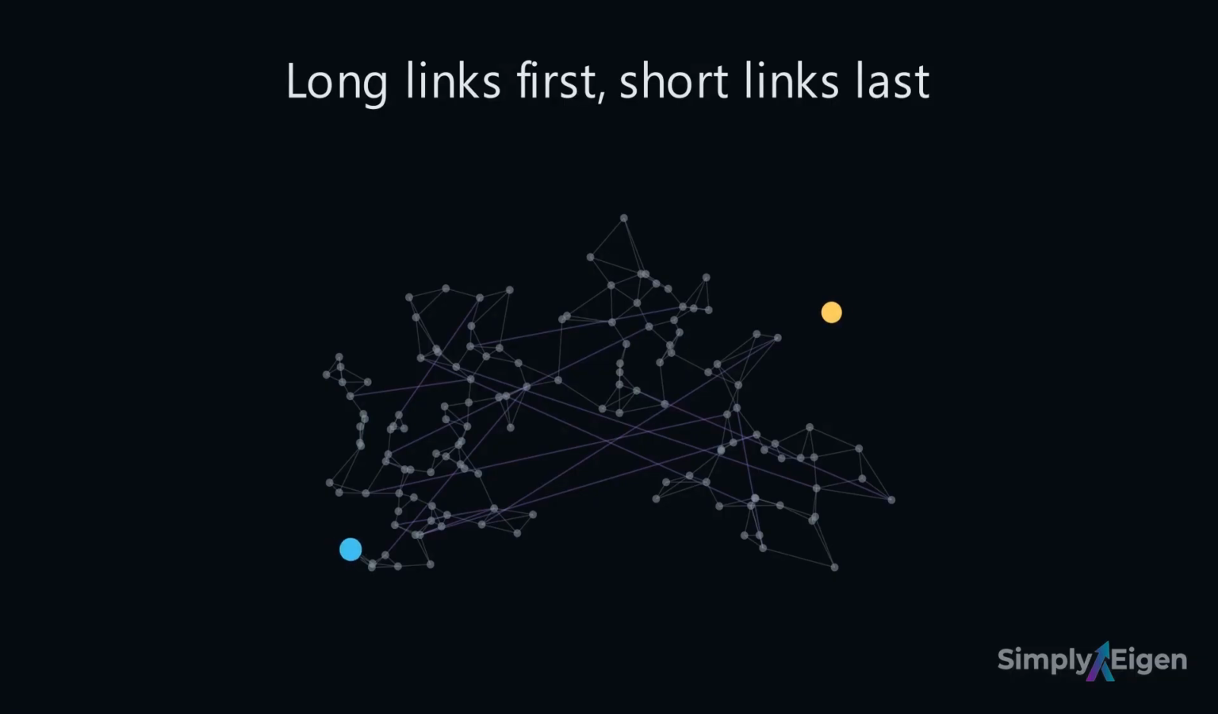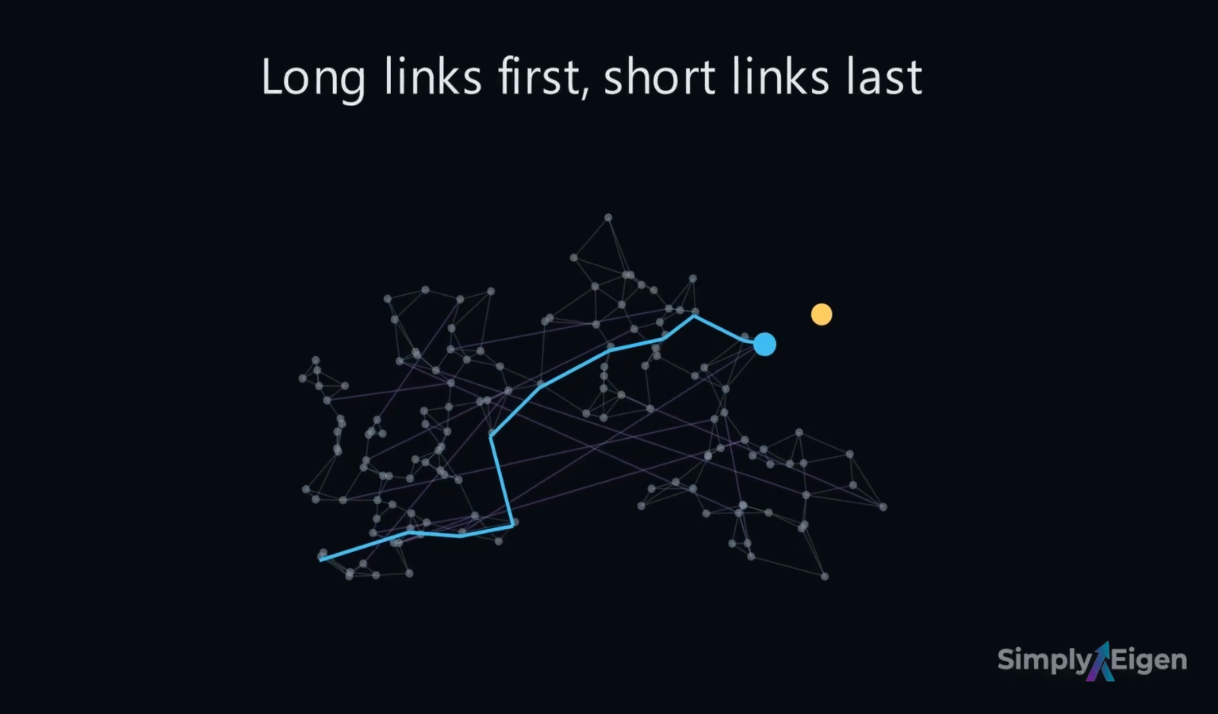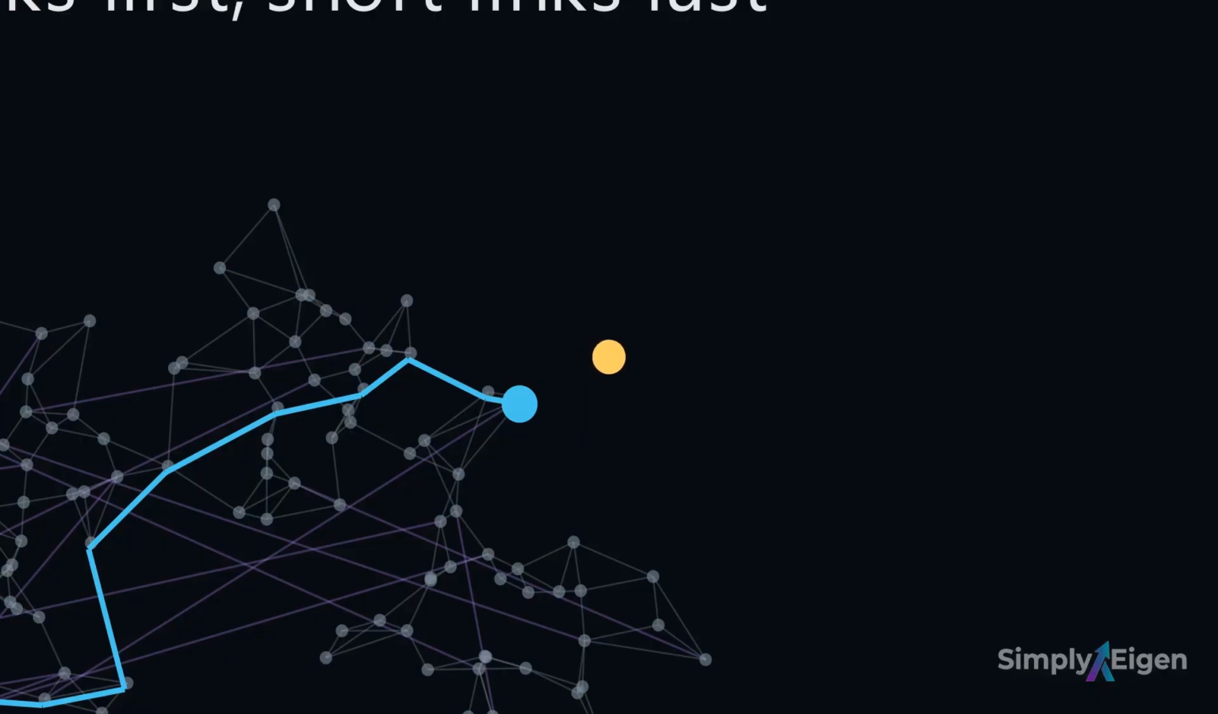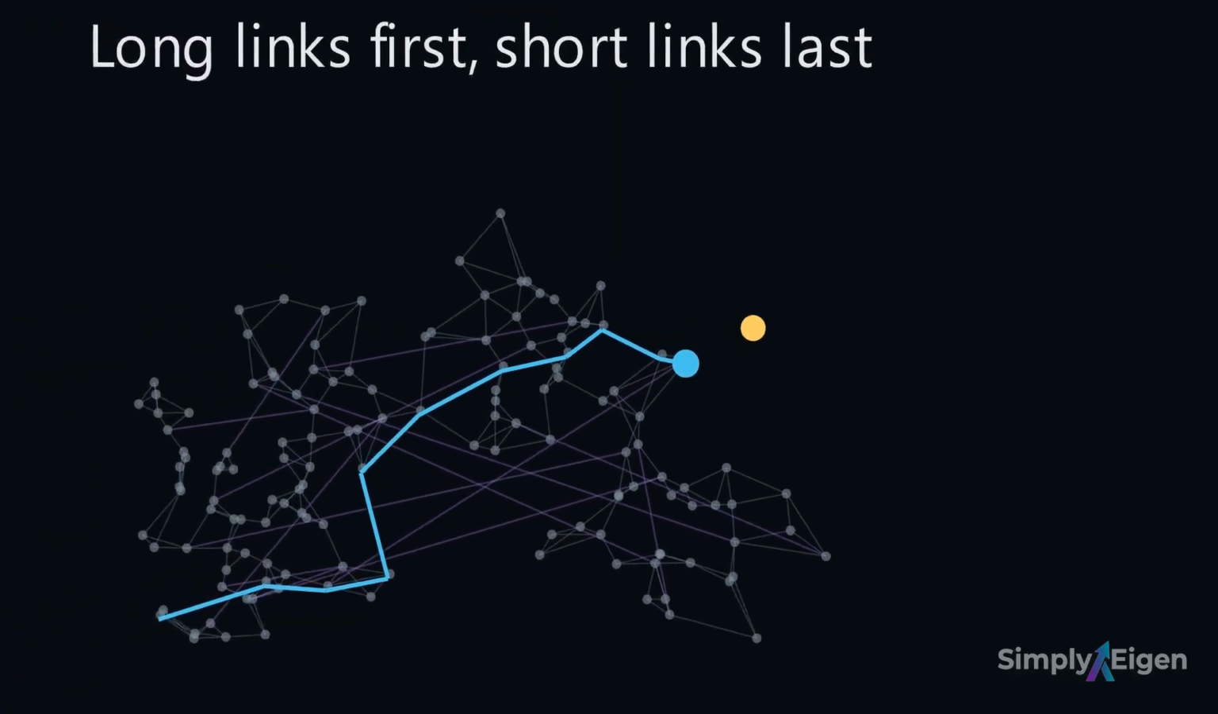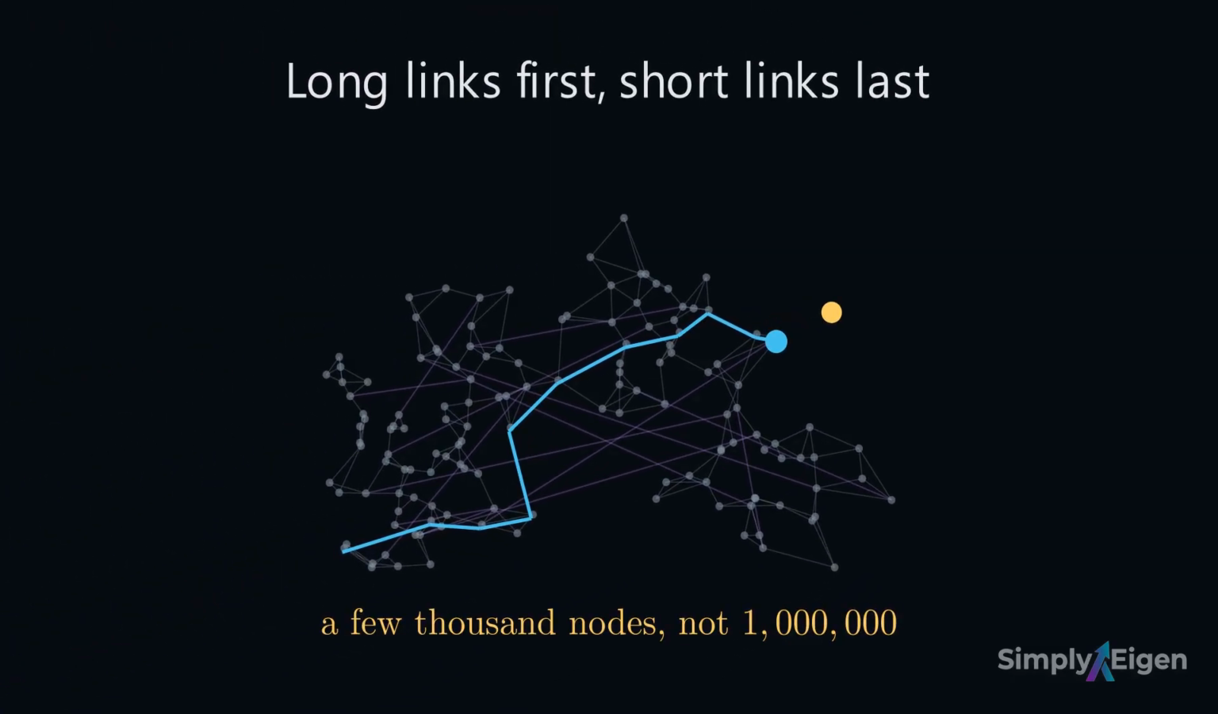Long links first, so you cross the space in a few jumps. Short links at the end, so you arrive precisely. 1,000,000 passages is about 20 doublings, and a walk like this touches a few thousand nodes rather than 1,000,000. That is the difference between a query costing a second and a query costing 9 milliseconds.